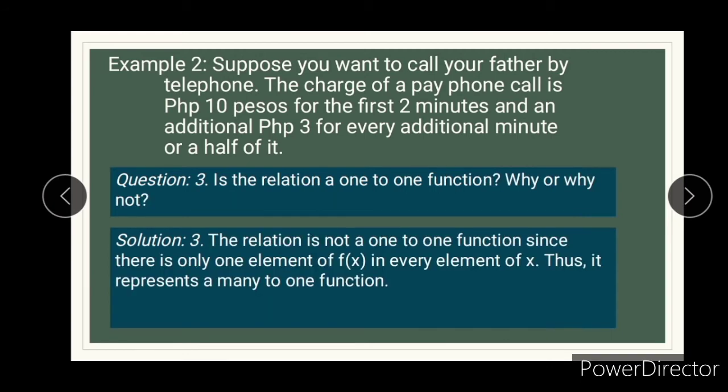Now let's proceed to question number 3. Is the relation a one-to-one function? Why or why not? Solution: the relation is not a one-to-one function since there is only one element of f of x in every element of x. Thus, it represents a many-to-one function.